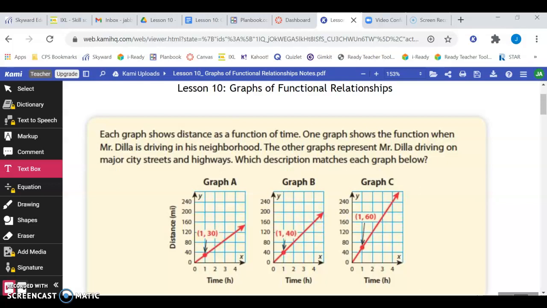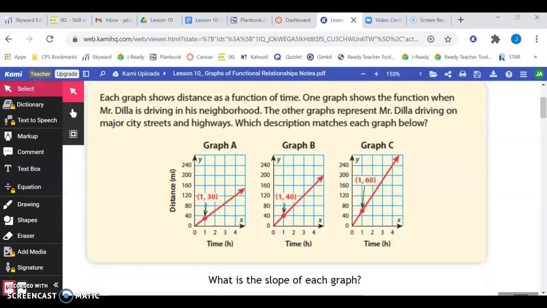For lesson 10, we are going to take a look at graphs of functional relationships. So our first example here says that each graph shows the distance as a function of time. So that means that our y-axis is the distance and our x-axis is time in all graphs.